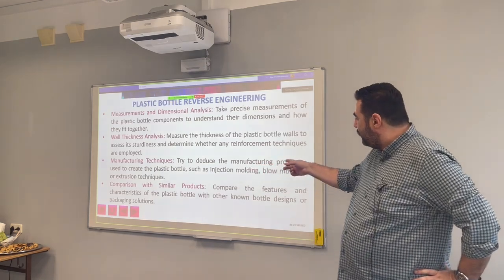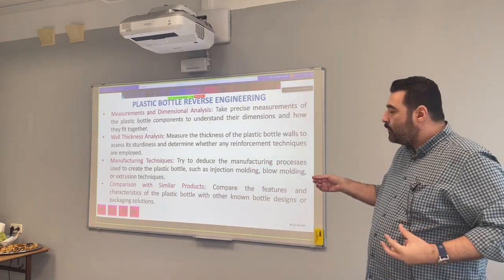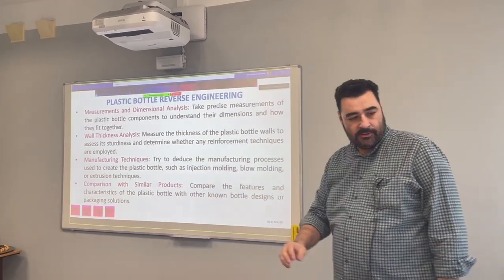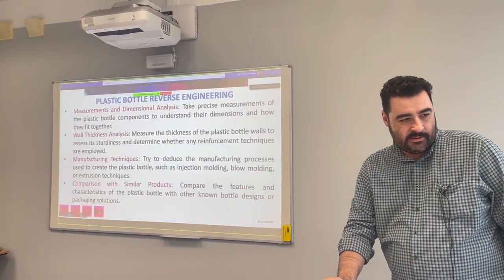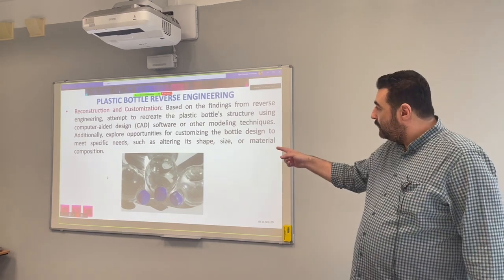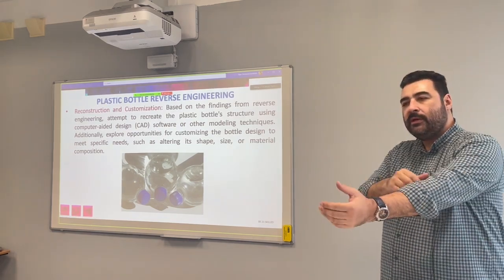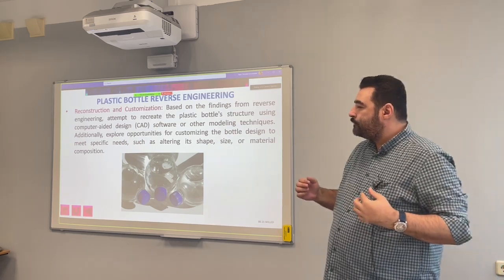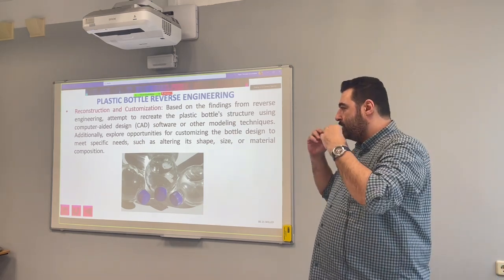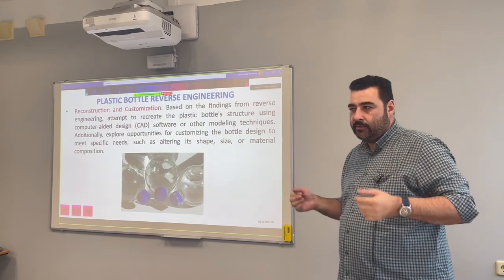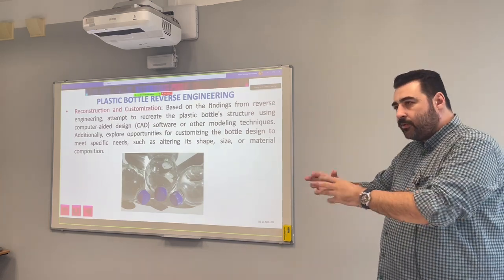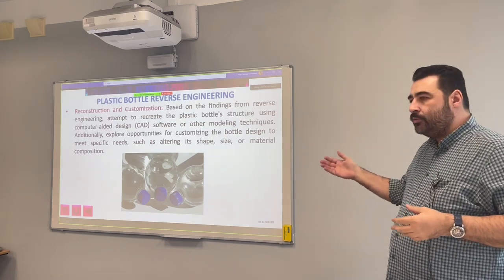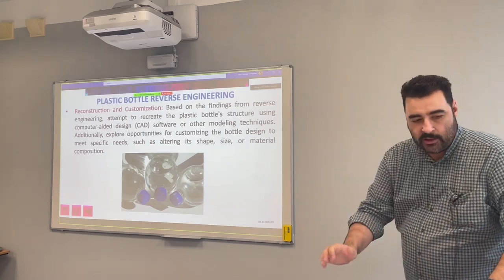Try to deduce the manufacturing process, how the bottle is made, compare it with similar products. After that, reconstruct and customize the bottle. Maybe the way to improve the existing bottle would be to customize it for a certain type of users, for example, or to change the shape or to change the volume of the bottle. There are many different things you can do to improve the existing bottle solution.